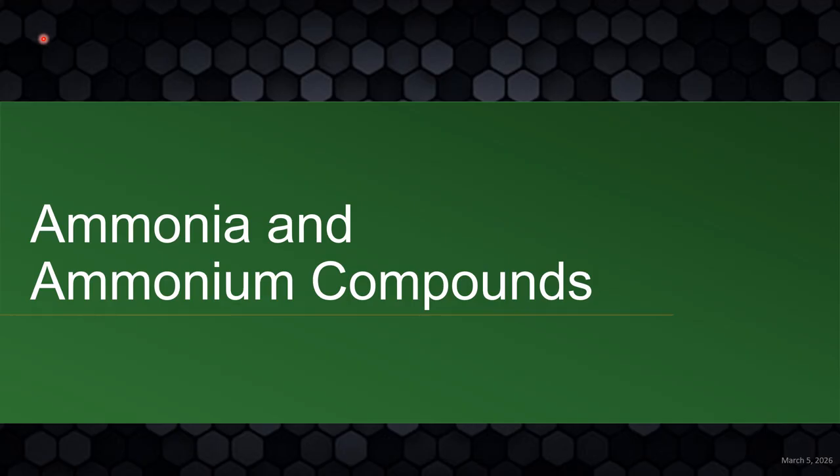Hello and welcome to the AICE Chemistry lecture series. In this video, we're going to look at chapter 13.2, which is going to look at both ammonia and ammonium compounds. These are the main family of compounds created from nitrogen that are very popular in the industry that fit a lot of different roles. So let's get started.